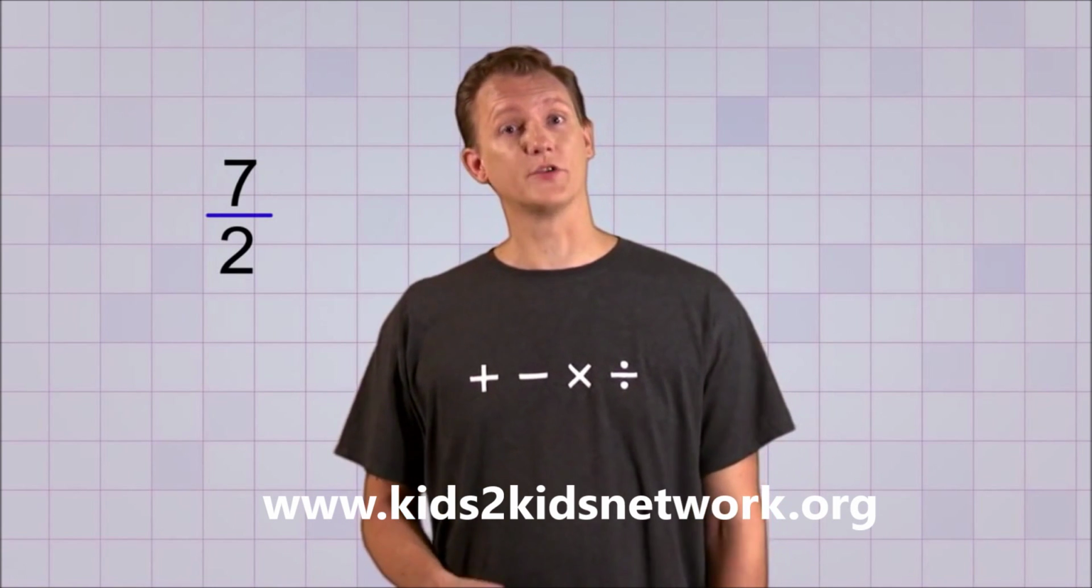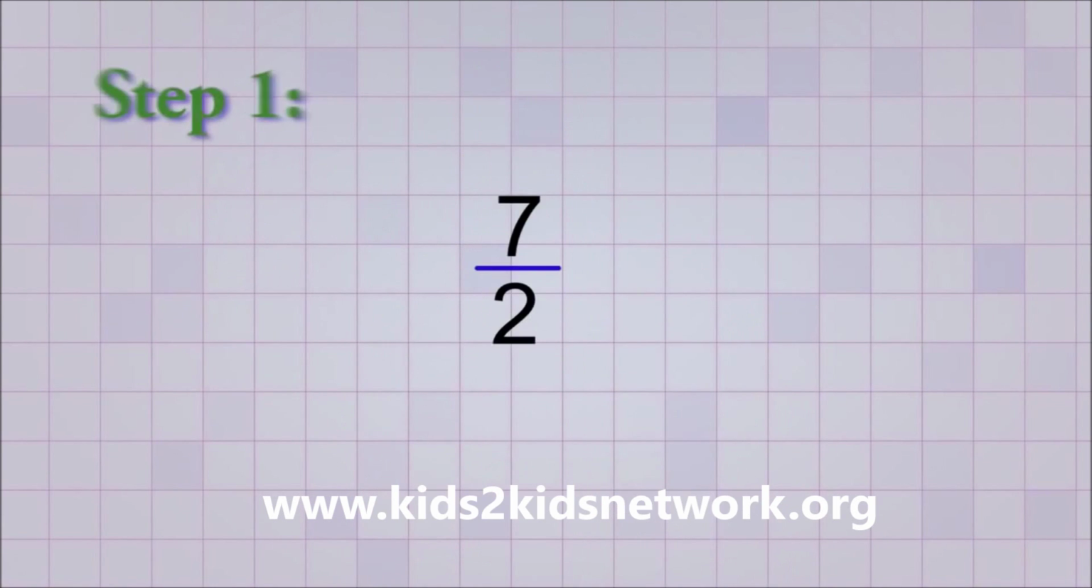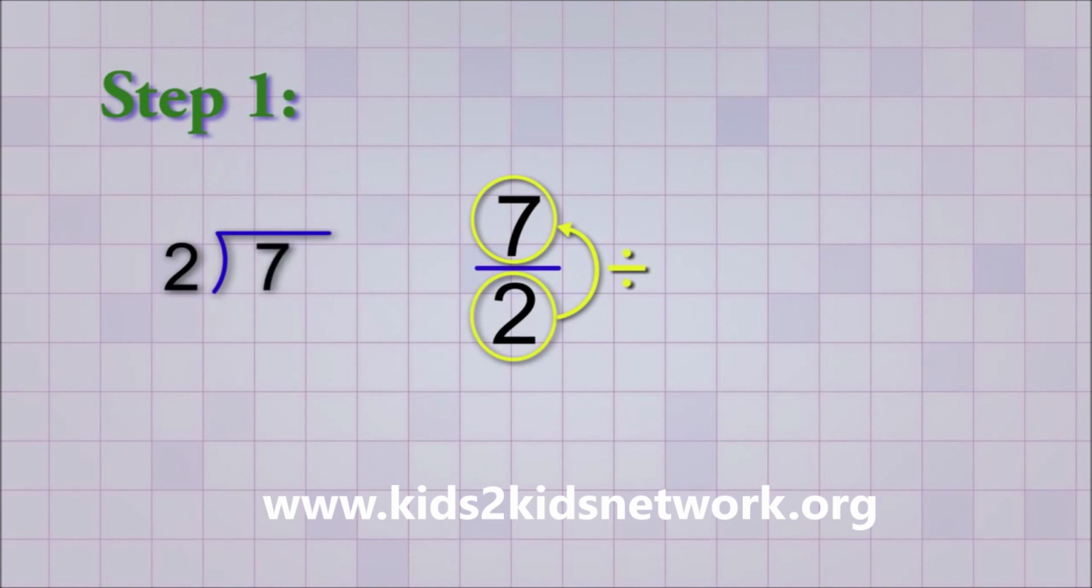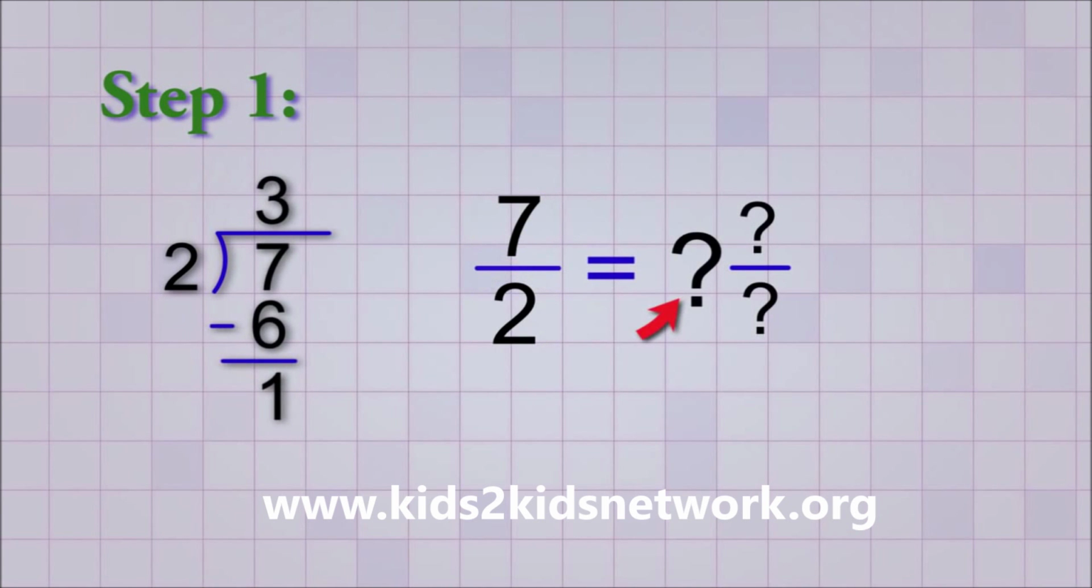Now to do this, we'll also need 2 steps. The first step is to see how many times the bottom number of our fraction will divide into the top number. And 2 goes into 7 3 times with a remainder of 1. So that tells us that the whole number part of our mixed number will be 3.